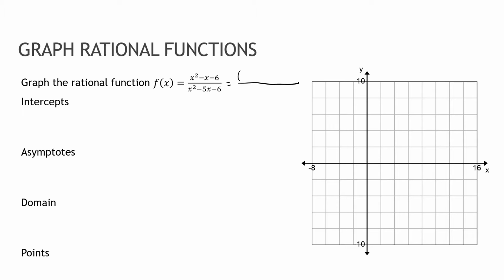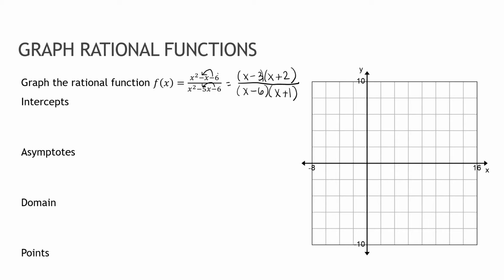So numerator, numbers that multiply to -6 that have a difference of -1 would be -3, +2. Denominator, numbers that multiply to 6 with a difference of -5 is -6, +1. Notice nothing cancels, so I don't have any holes in the graph, but I will have some asymptotes.